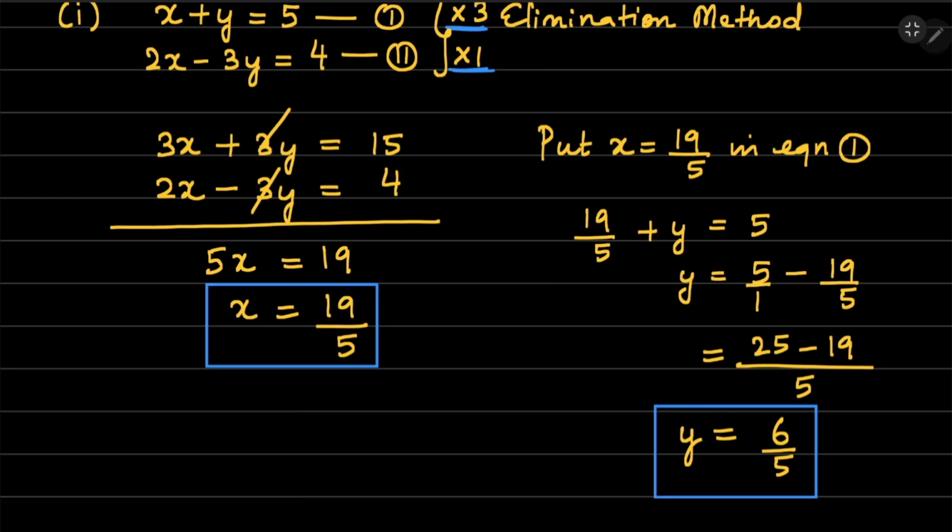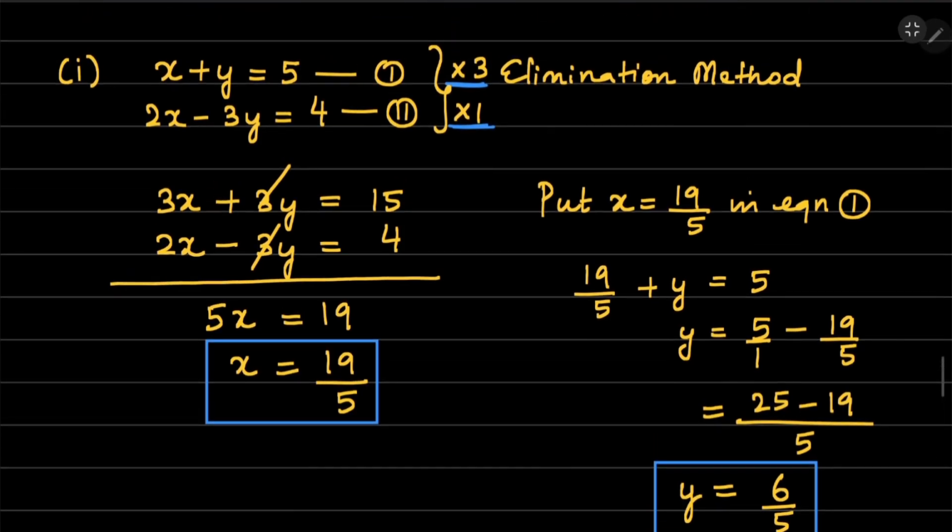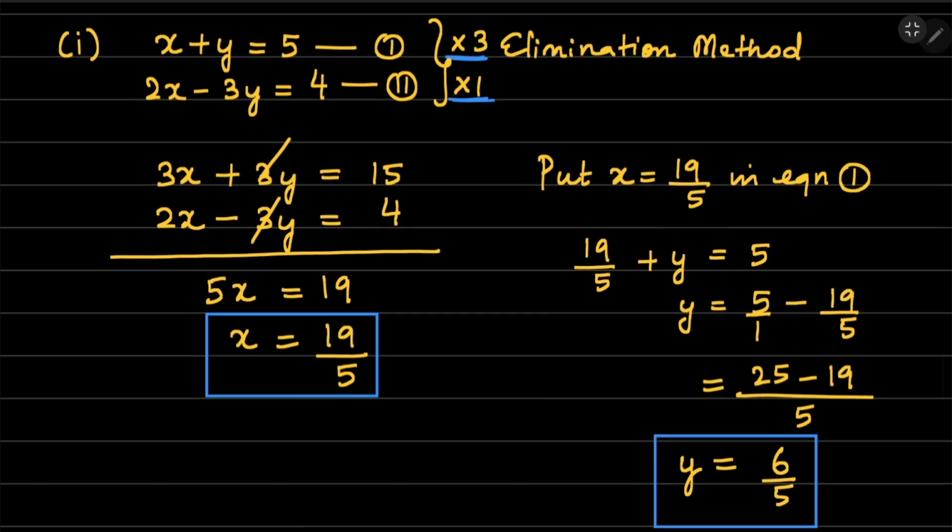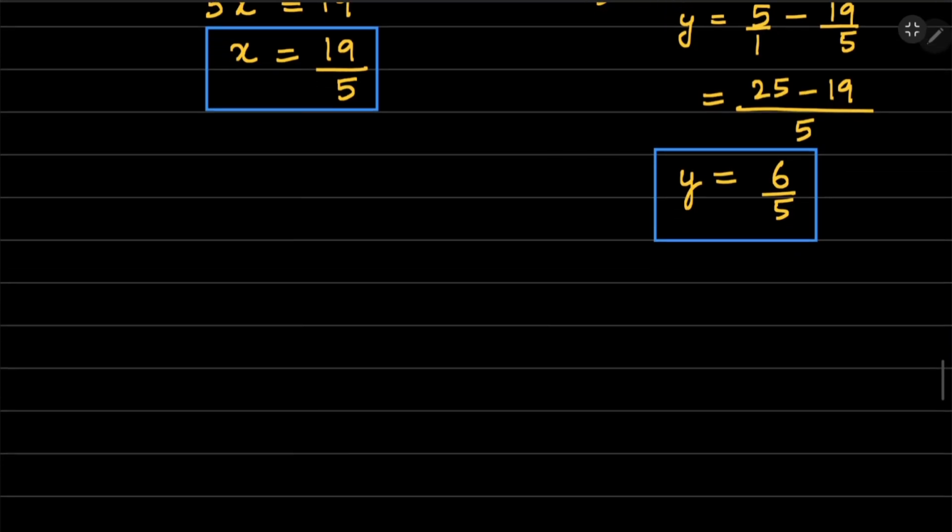So whenever you have to use the elimination method, the thing that you have to remember is you have to make the coefficients of any one of the variables equal, such that when you add them, or you can subtract them, you are able to eliminate one of them, and you can find the value of x, and then when you substitute you can get the value of y. So this method is the elimination method. Now let us go ahead and do the substitution method.